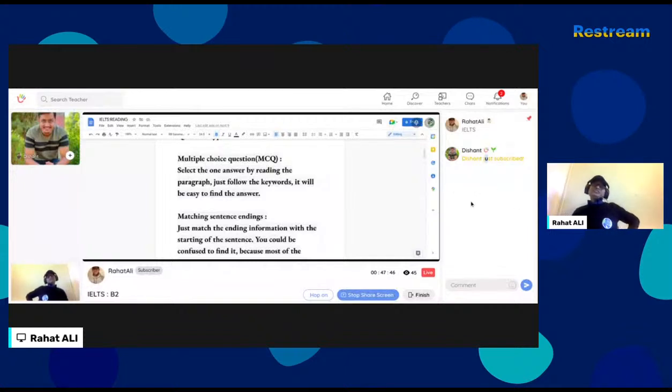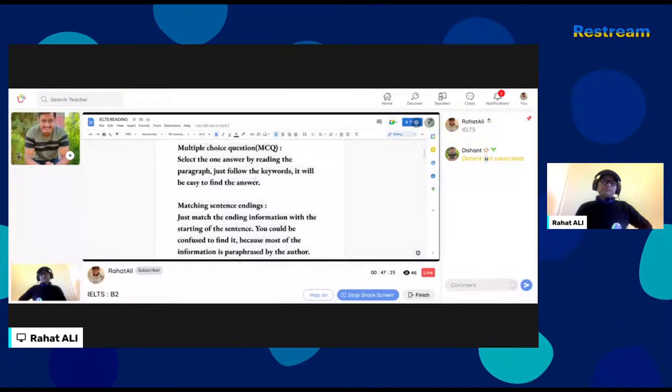Okay, then next one is skimming method. Skimming means when you read a paragraph, you need to understand what it says. So it's like you're getting the summary or the main concept or the headline, you can say.